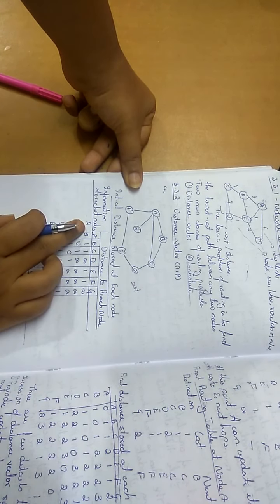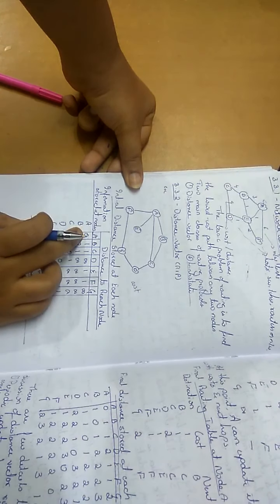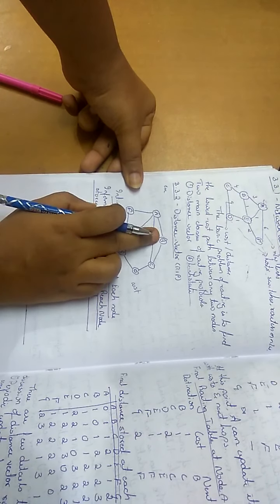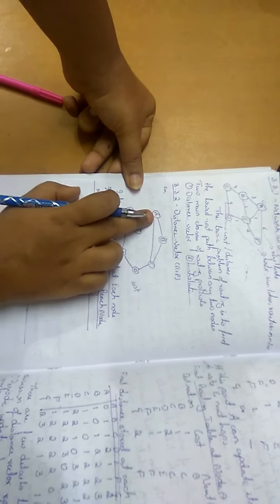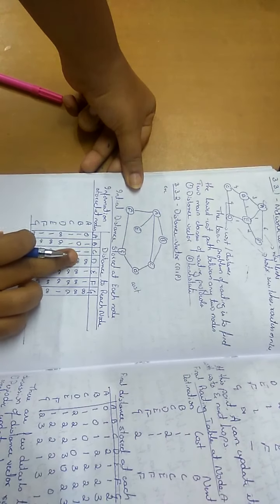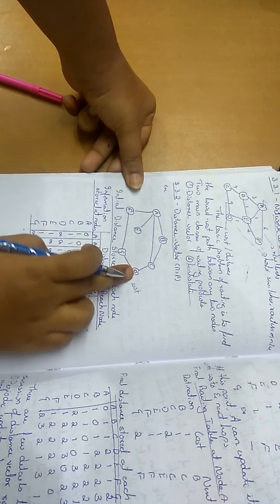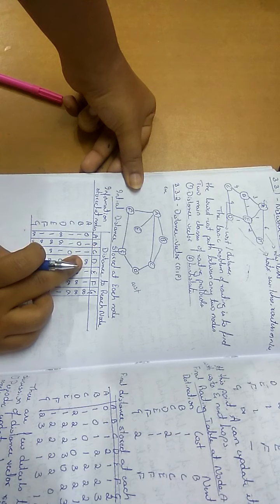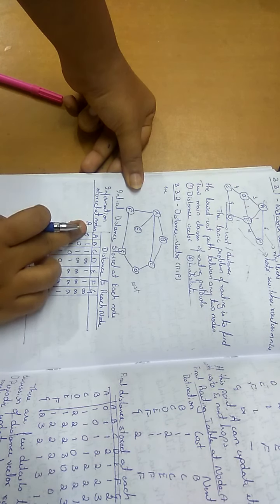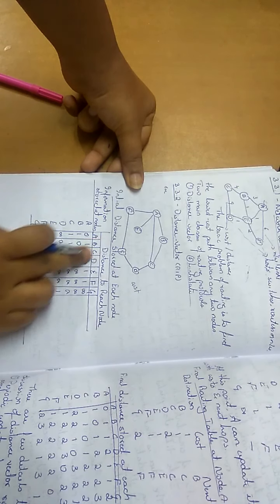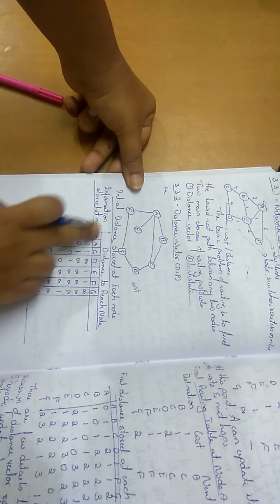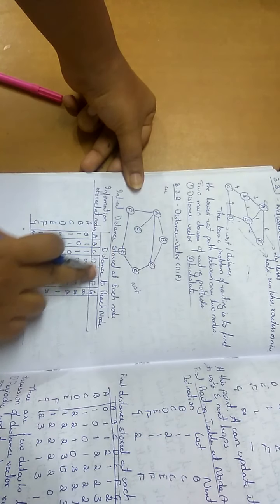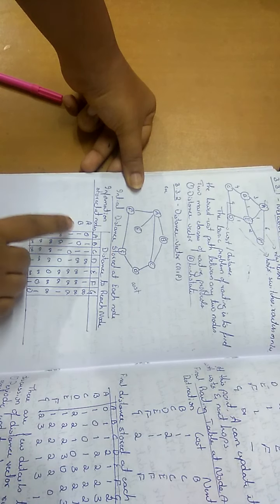So initially, from A to A it is 0. From A to B, if the path is there, we will write it as 1, and A to C the path is 1. A to D, there is a distance yet to be calculated, so we will write it as infinity. A to E the path is there, so we write 1, and A to F the path is there, so we write 1. A to G we still need to discover, so we write it as infinity.